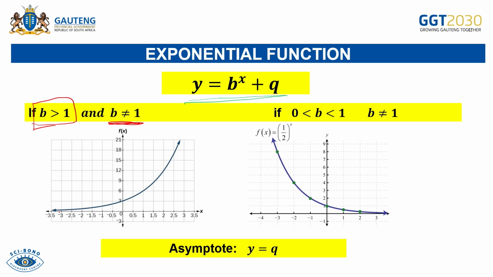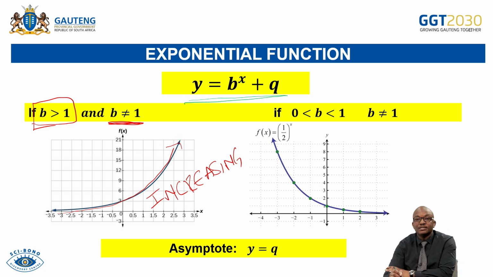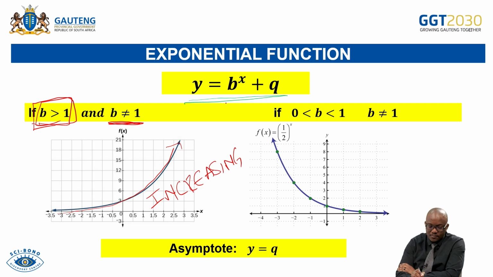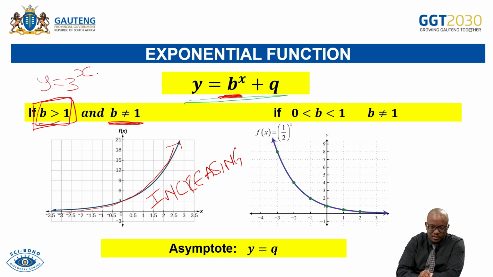So the shape of our graph, when we read the function from the left to the right, we can see that the graph is going up. Then we call it an increasing function. That's when b is greater than 1, which means that the number that is carrying x is greater than 1. So we can have it like y is equal to 3 to the exponent of x. That's when you have your graph increasing because 3 is greater than 1.